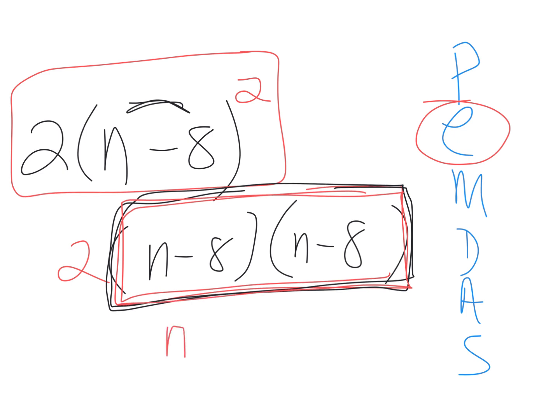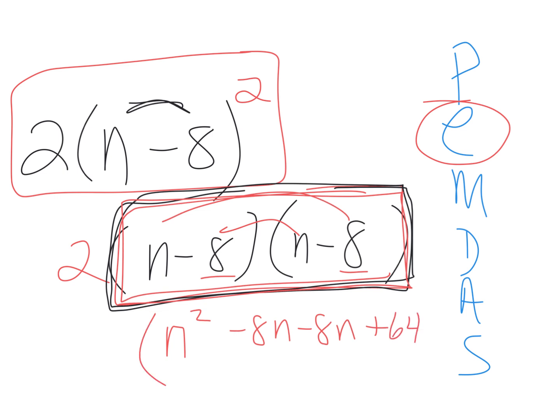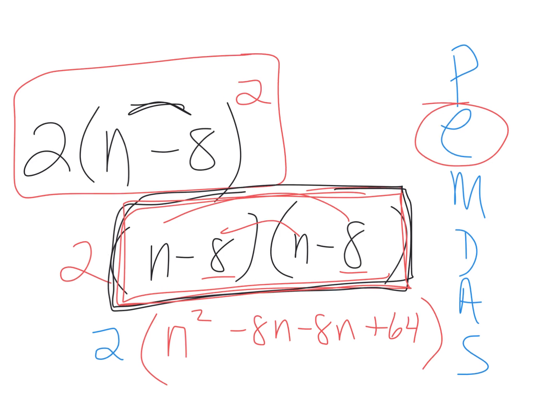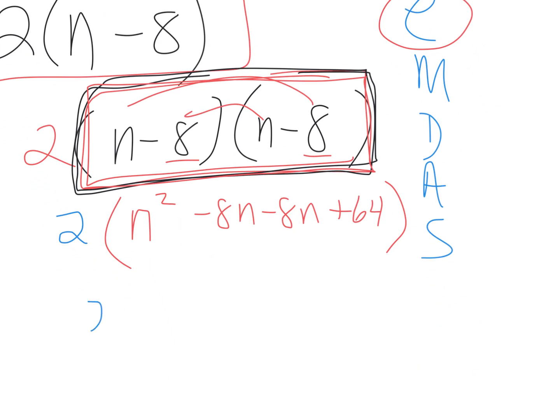And that comes out to firsts, n squared, outside, minus 8n, inside, minus 8n again, lasts, 8 times 8 is 64. There's two negatives, makes it positive 64. And I'm going to put that all in parentheses still. Why? Because I want to know that that 2 is still sitting out there, waiting to multiply everything by 2. But I have to wait till I'm done on the inside. The 2 is still waiting out here till I complete that exponent part.